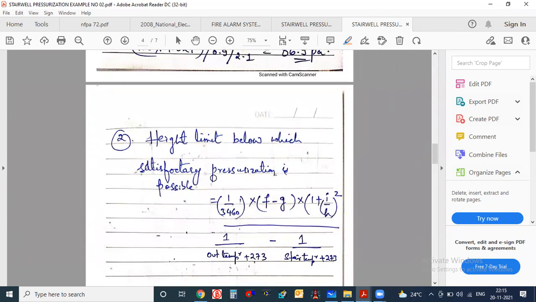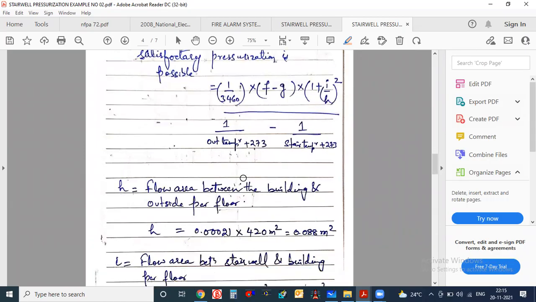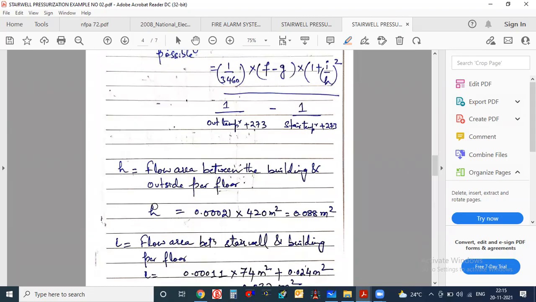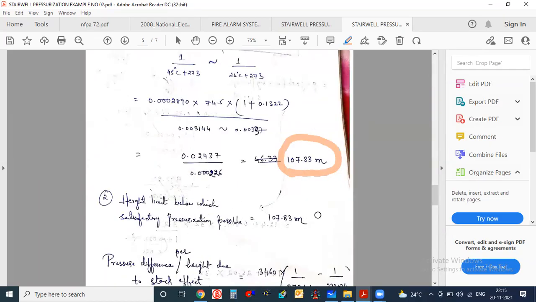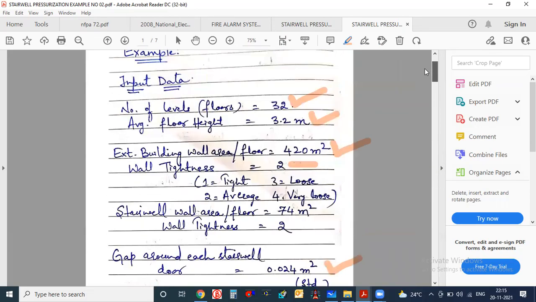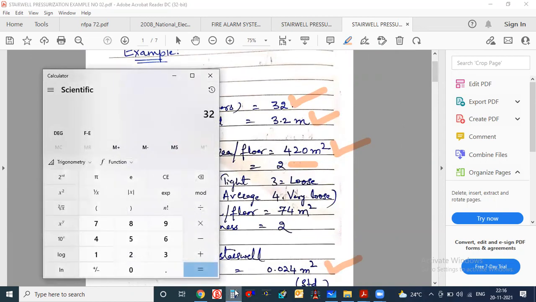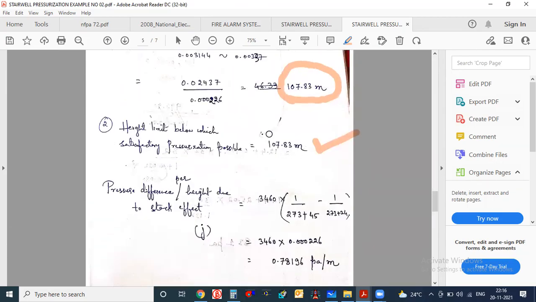Height limit below which satisfactory pressurization is possible. For a high-rise building, they will check the heights also. This formula is written here, and some H and I values they have written. After that, you will get this value: the height limit below which satisfactory pressurization is possible is 107.83 meter. They have not written anything about the height here, only 32 floors with each floor 3.2 meter. Here they have written 102.4 meter, and if you do the calculation, you get about 107.